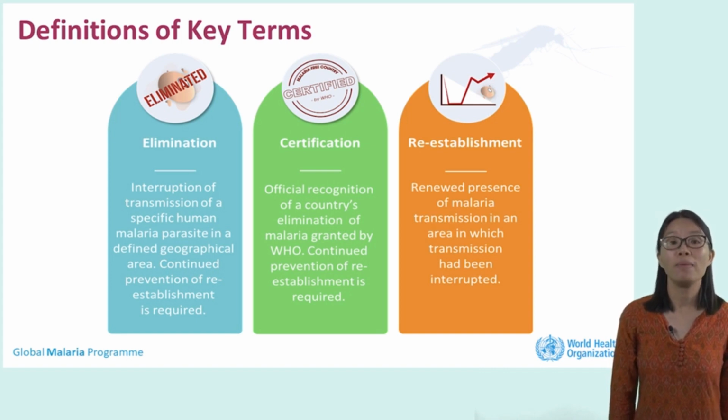Re-establishment of transmission means that an area that was previously malaria-free has renewed malaria transmission. Re-establishment could happen at any time after elimination of malaria, if countries do not have an adequate program to prevent re-establishment, are not careful to investigate all imported cases, and do not maintain vector control interventions in areas with competent and abundant vectors and risk of importation. Now that these terms are clear, let's move on to discuss certification.